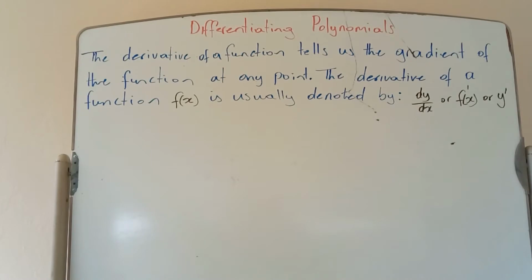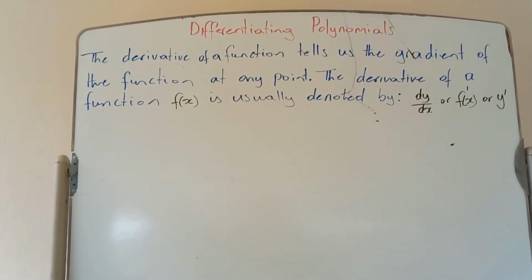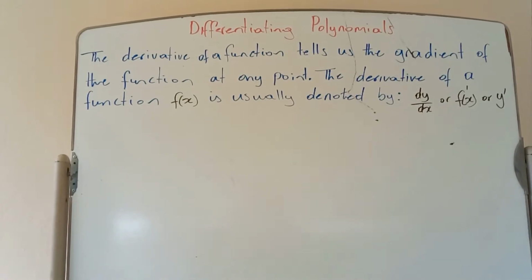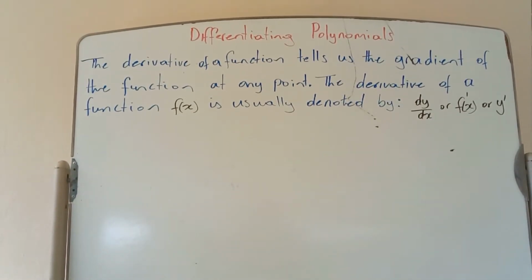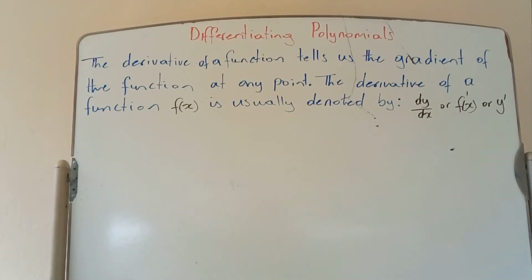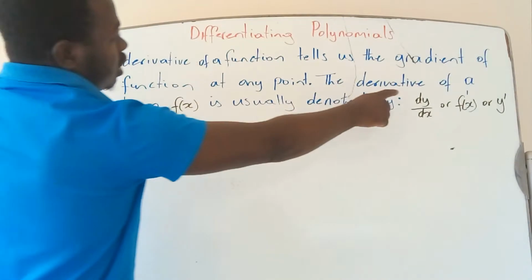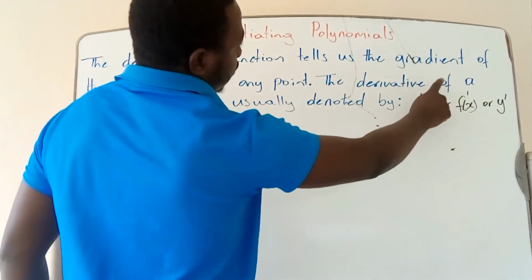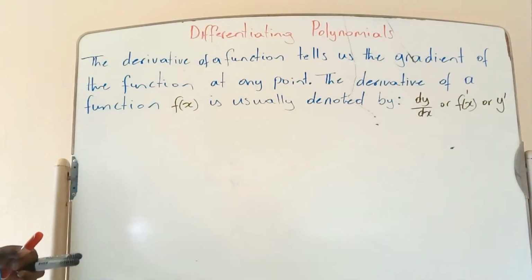Hello everyone, our focus for this video is differentiating polynomials. Now, the derivative of a function tells us the gradient of the function at a point. The derivative of a function f of x is usually denoted by dy by dx or f prime of x or y prime. So those mean the derivative of.